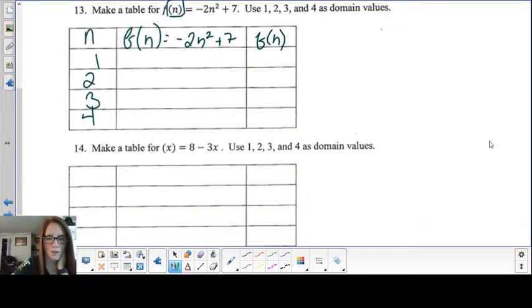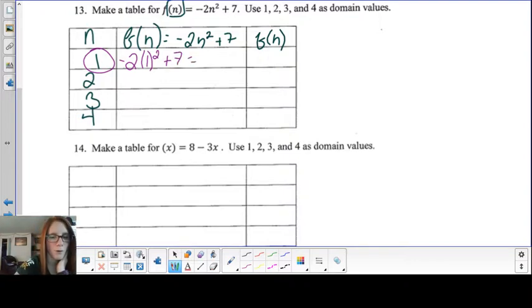Okay, so I'm going to try really hard to write small in this one. I might end up typing it so you can see what I'm saying as I go. So I'm going to plug in 1 every time I see n, because that's my first value. So I have -2 times 1 squared plus 7.